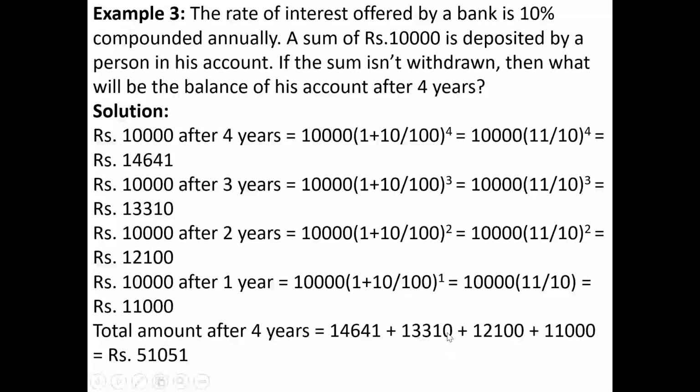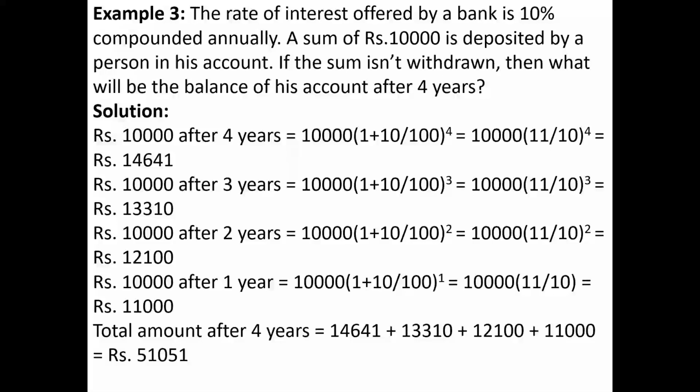14,641 plus 13,310 plus 12,100 plus 11,000, that will give you the total amount, that is 51,051. This is called compound interest. If it is simple interest, you will get only that much money, that is 14,641. Though you have given your amount for 4 years, you will get only the direct interest.